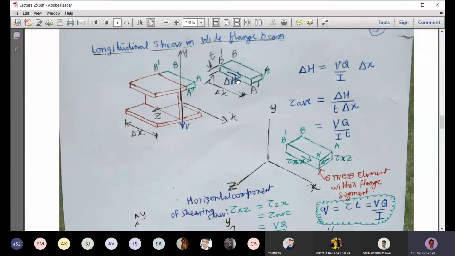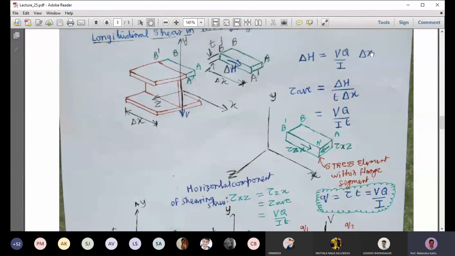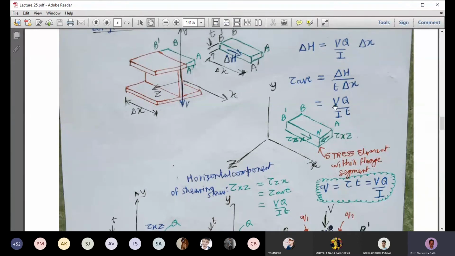So this delta H is acting on this surface. We can find the area of this vertical cut surface, and then calculate the stress. Since it is acting in the tangential direction to the surface, we denote it as shear stress, tau, and we are taking the average. So tau average is delta H by area. The area of this vertical cut has thickness T and length delta X, so T delta X is this area. So delta H by T delta X, VQ by I delta X by T delta X, gives VQ by IT. That is the average shear stress acting on this vertical cut.